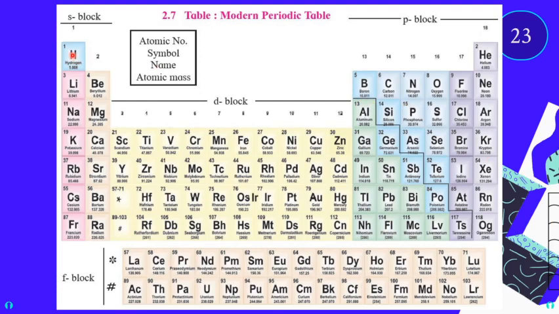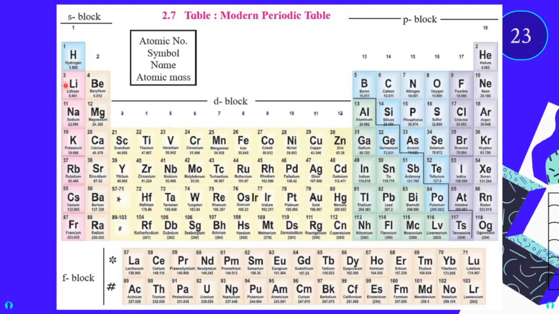This is the first period, which contains hydrogen and helium, only two elements. This is the second period, which begins with lithium, beryllium, boron, so on up to neon. It contains 8 elements. This is the third period, which begins with sodium, magnesium, aluminium, silicon, phosphorus, sulfur, chlorine, and argon.